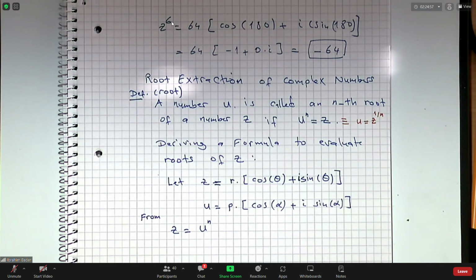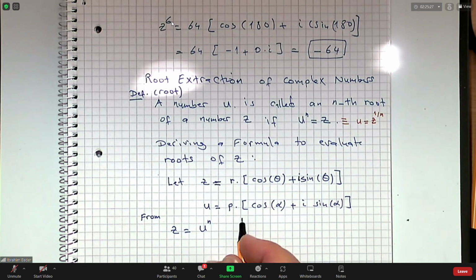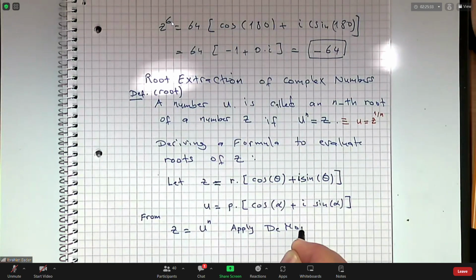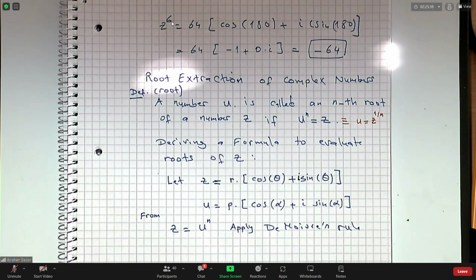So you can say 2 is a third root of 8, or 2 to the power 3 is equal to 8, are equivalent. So this is the meaning of the fact that one number to the power n is equal to the other, just like if you take 1 over n as a root, you will be having the number. Okay, so that means here, let's apply de Moivre's rule or theorem. So what will we get?